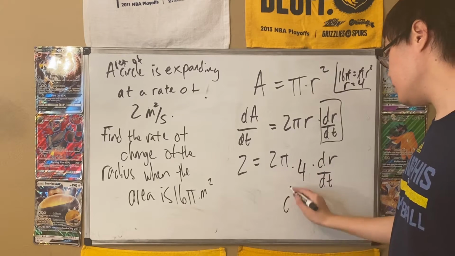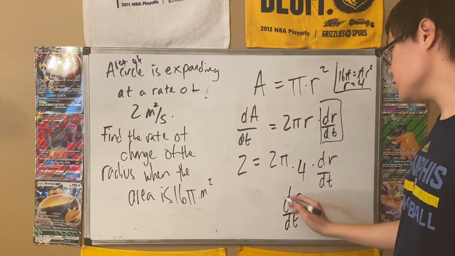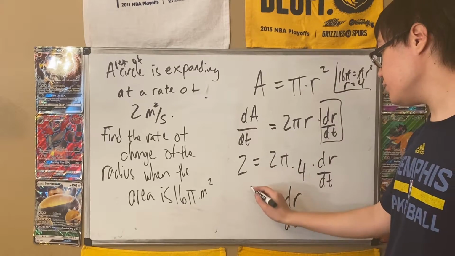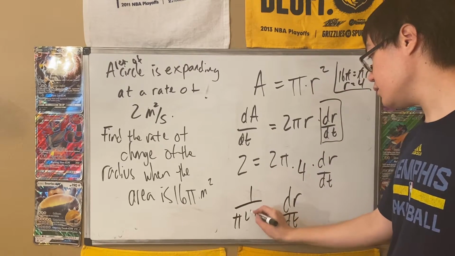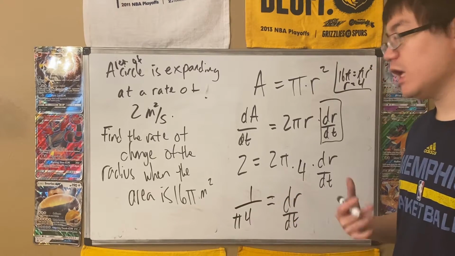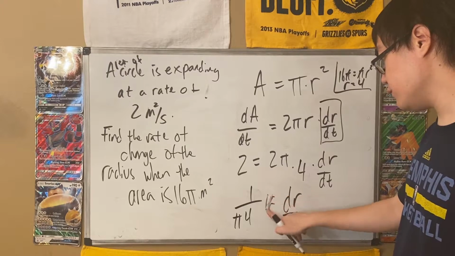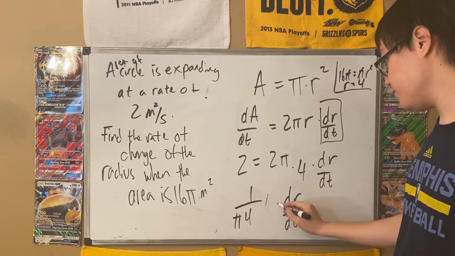So finally, what's dr/dt? It looks like it's going to be 2 divided by this quantity right here. The 2's will cancel. So I believe we have 1 over pi times 4, or 1 over 4 pi. If you want units, we can put units. That unit is just going to be meters over seconds, because that's how the radius is going to be changing.